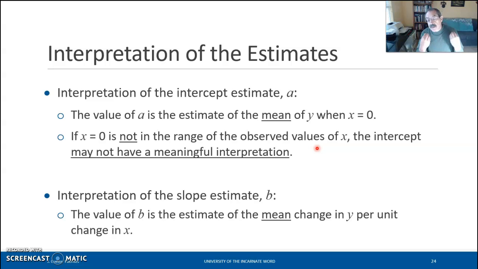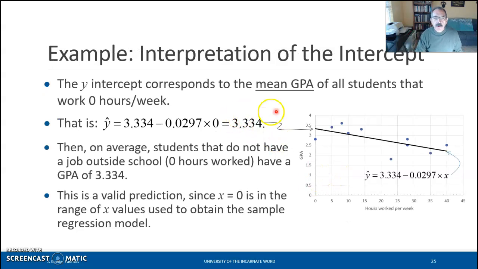All right, in the interpretation of the slope, which is really the more important aspect of simple regression analysis, b is the average change in y per each unit change in x. Let's see how we do this with the example we've been working with, of the GPA versus the hours worked per week. Over here I have the sample regression model. So here's the intercept and here's the slope.